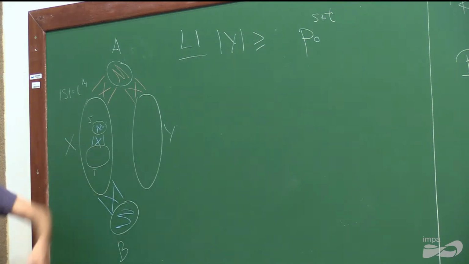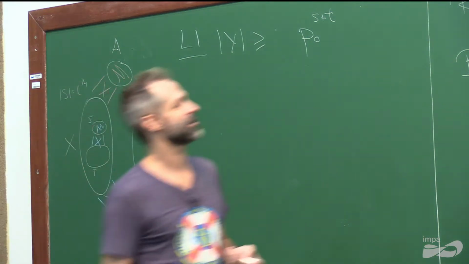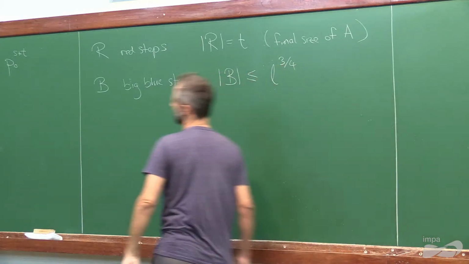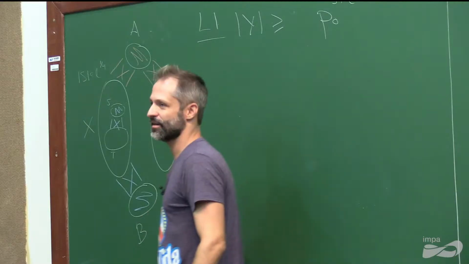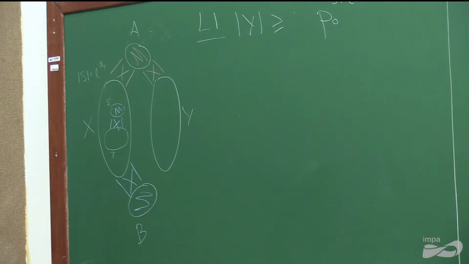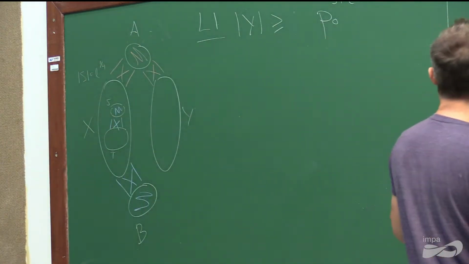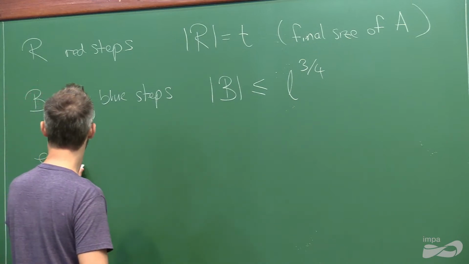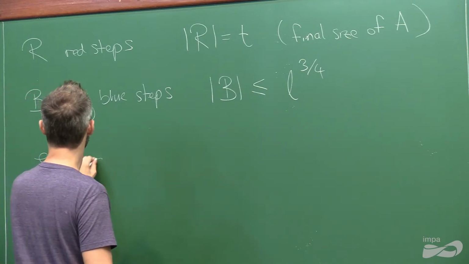So how many big blue steps can we do? L to the 3/4, right? We can, because we know that we can only add L vertices in total to B without making a blue clique of size L. Okay. We're also going to have a set S of density boost steps.